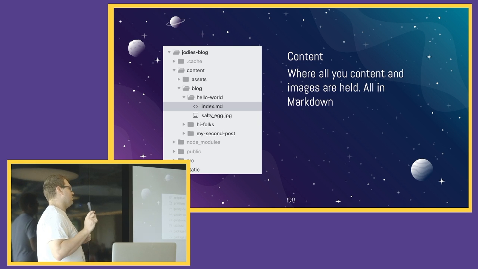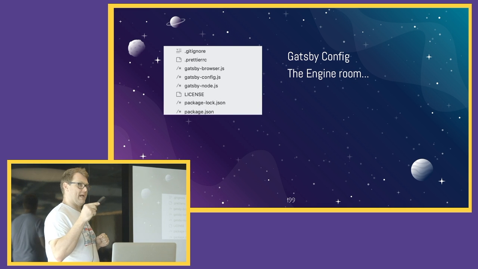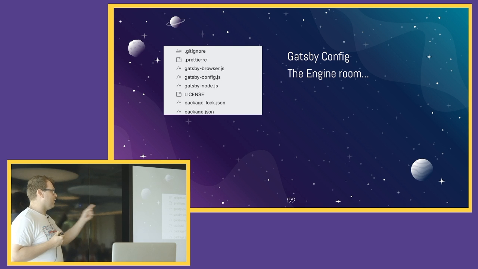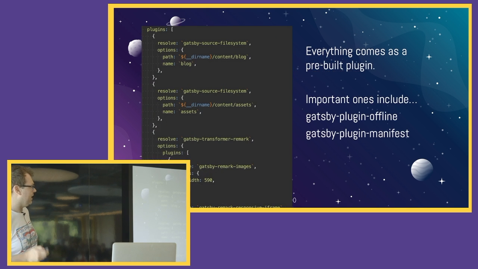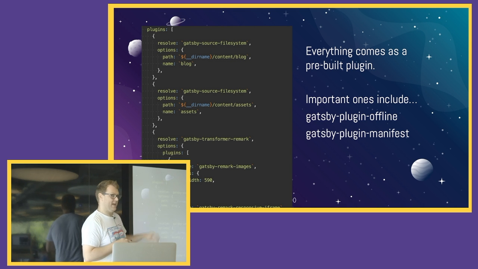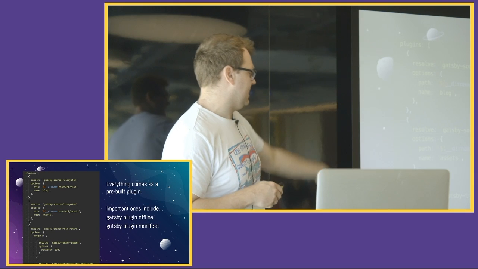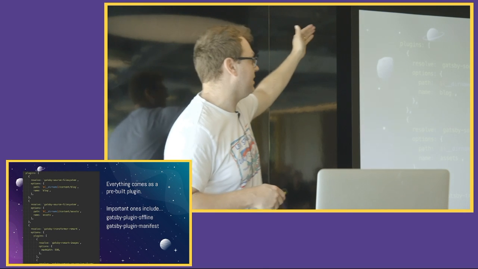For those developers in the room that want to know about what Gatsby is actually doing behind the scenes, there's a config file, Gatsby config. It's kind of the engine room of Gatsby. And that kind of looks like this. And I am aware that the screen here is not great and the colours aren't that great either. But it is a JSON file. It's just a list of the things, a list of plugins.